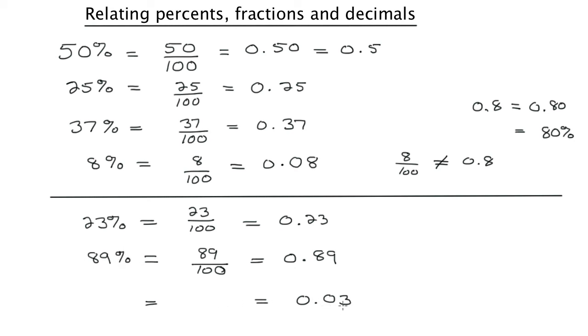And here, this is 3 hundredths. It looks like this, 3 hundredths. And if I read it as a percentage, 3%. 3 out of every 100. There we go. And voila, that's how you do it.